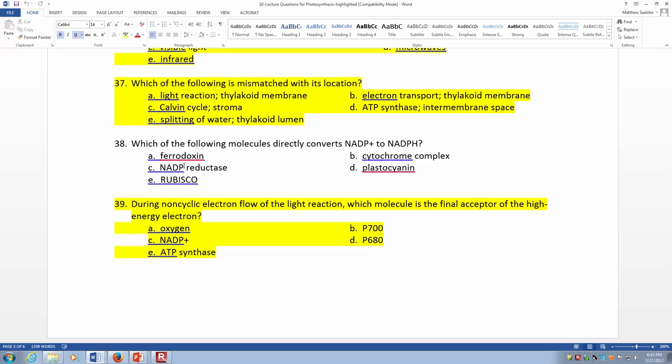Okay, 39, during non-cyclic electron flow of the light reaction, which molecule is the final acceptor of high energy electrons? What's that? C? Yeah, C, NADP+. So C, NADP+. Remember, the electrons that water donates in non-cyclic electron flow ultimately end up in a molecule of NADPH. So NADP+ is the final electron acceptor in that pathway.